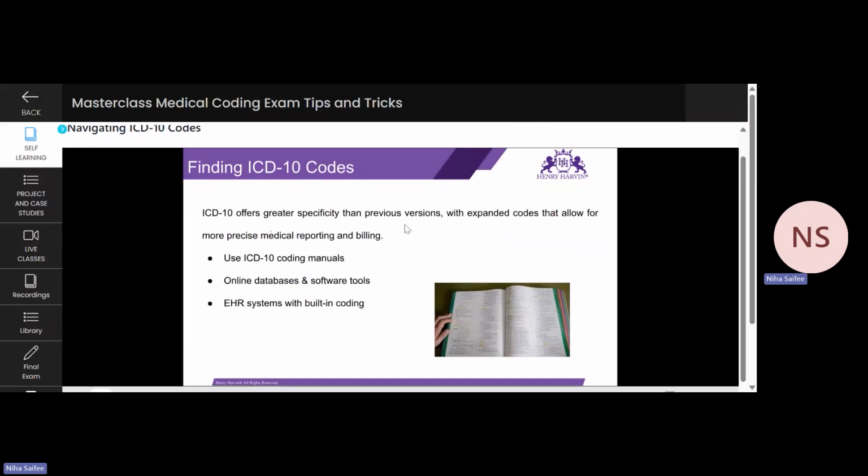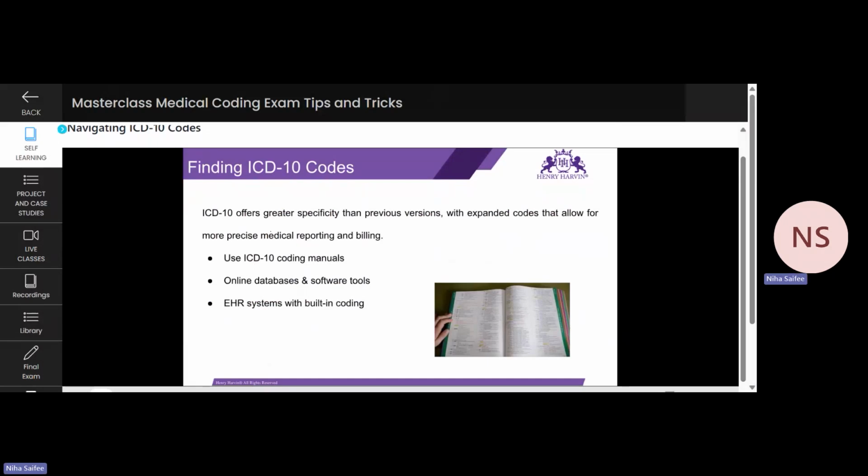ICD-10 offers greater specificity than previous versions, with expanded codes that allow for more precise medical coding, reporting, and billing. So we have already mentioned ICD-10 is better at explaining mortality, morbidity, poisoning cases, laterality, follow-ups, that is, the episode of care, as we call it. It's a new patient, follow-up, like that. Okay. So everything is explained in much more detail in ICD-10 as compared to ICD-9. When we want to select a code, no two patients are going to present the very same. Okay, there is always some sort of difference. So ICD-10 is better at explaining all these situations or details.